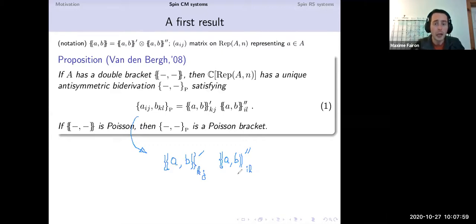So I will not use that much, but I think it's really nice if you can just keep one thing from this talk, is just to remember this proposition of Van den Bergh that a double Poisson bracket is a non-commutative version of a Poisson bracket in the sense of that proposition, because I think it's really a brilliant result.